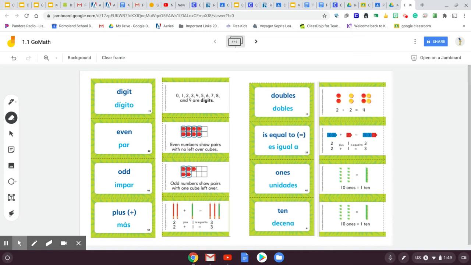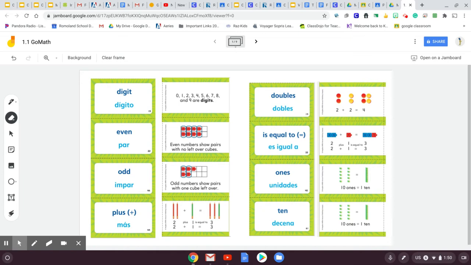When we talk about even numbers, they show pairs with no leftovers. So we have 8 cubes here, and they each are paired off with no leftovers. Then we have odd. We have 5 cubes here, and the 5th cube does not have a pair, so it is considered odd. The plus sign is how we do addition. So our example is 2 plus 1 is equal to 3.